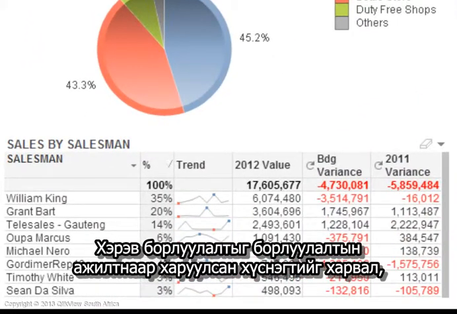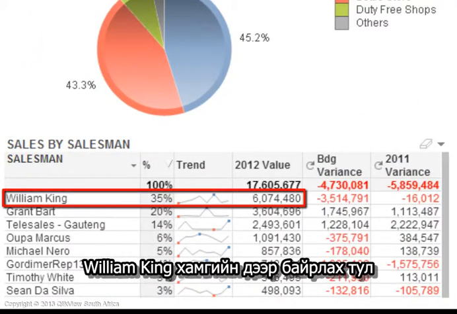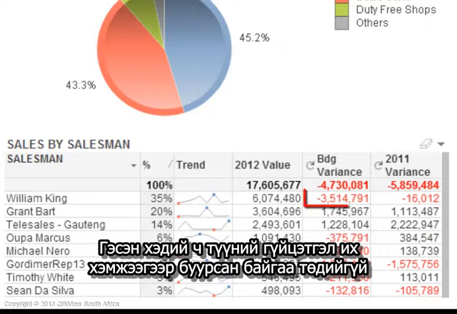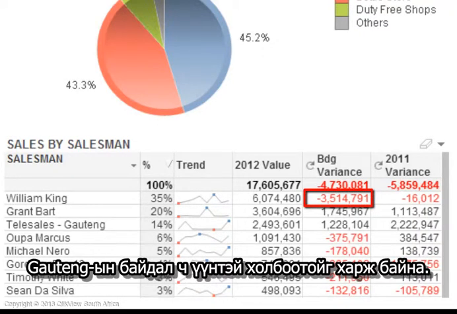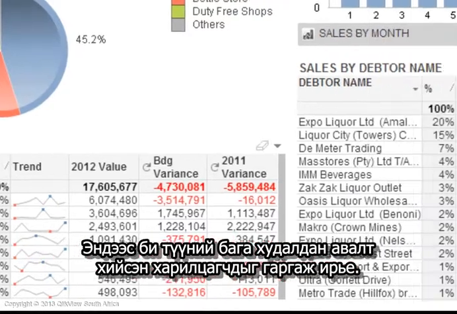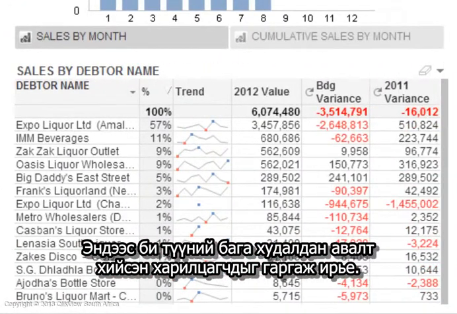Now, if I look at the sales by salesman table, I can see that William King is the top performer in that region because he's at the top of the list. However, I can also see that his figures are down substantially and he's responsible for most of my problem in Gauteng. I select William King and immediately his customers display. I want to determine the customers who are responsible for his poor performance.